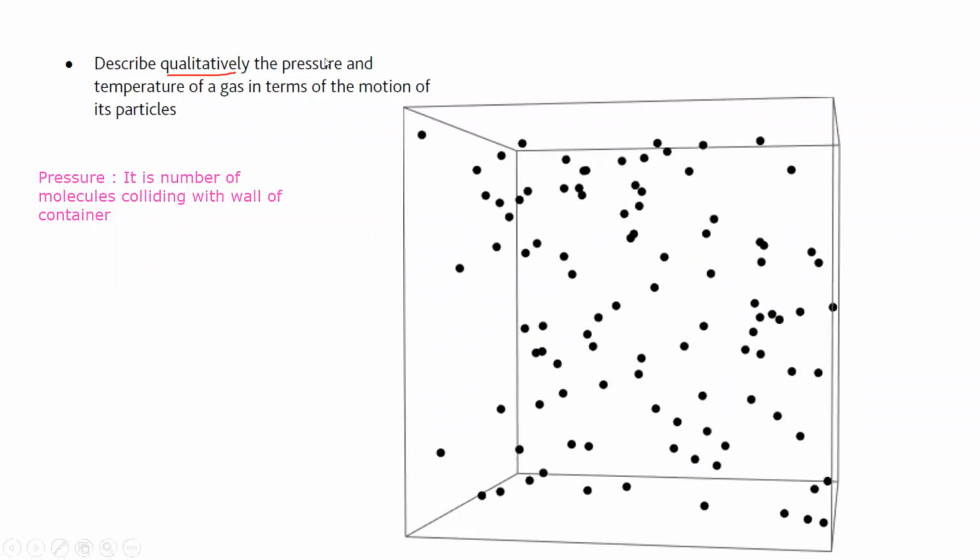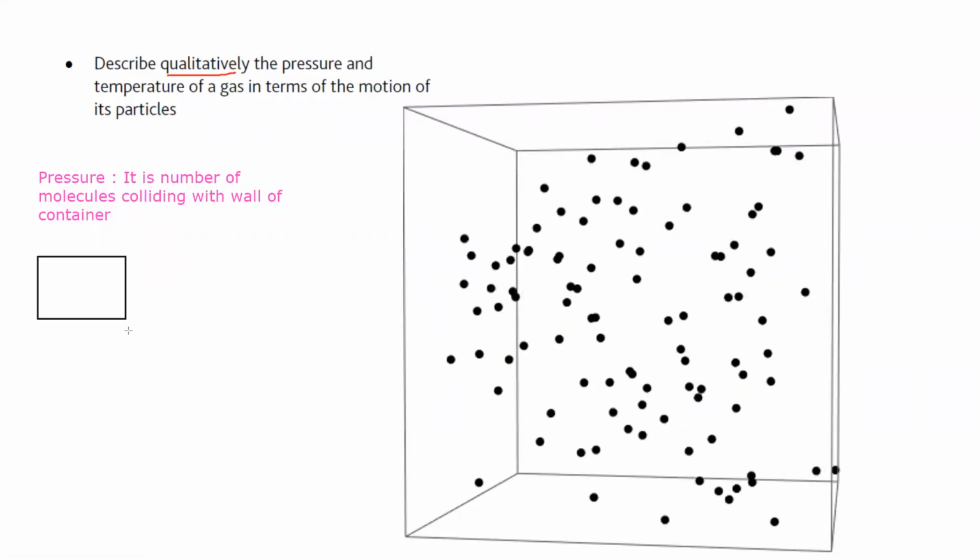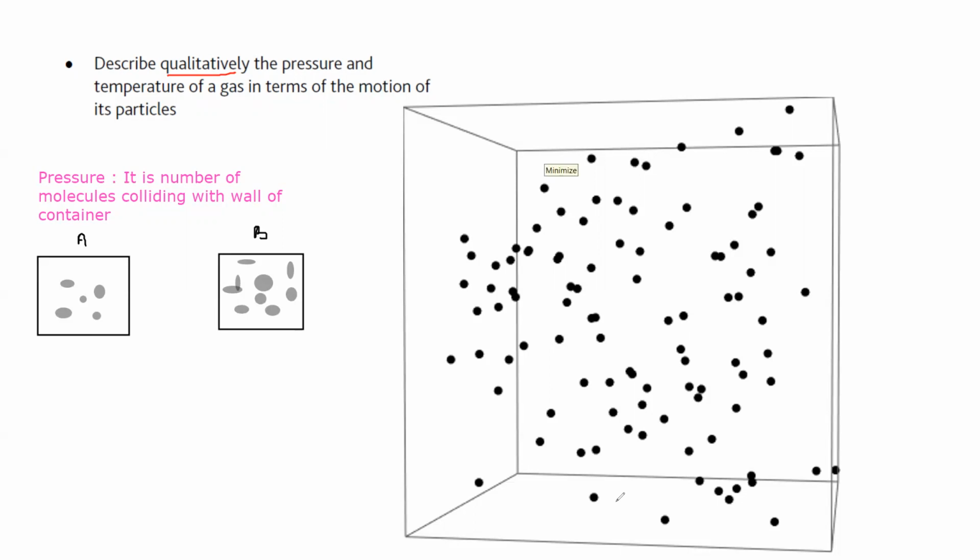So for example, if we have two containers and they have a different number of particles in the same volume, in which container will the gas exert more pressure, container A or container B? You can use the chat to state the answer. The question is, in which container will the gas exert more pressure, container A or B?